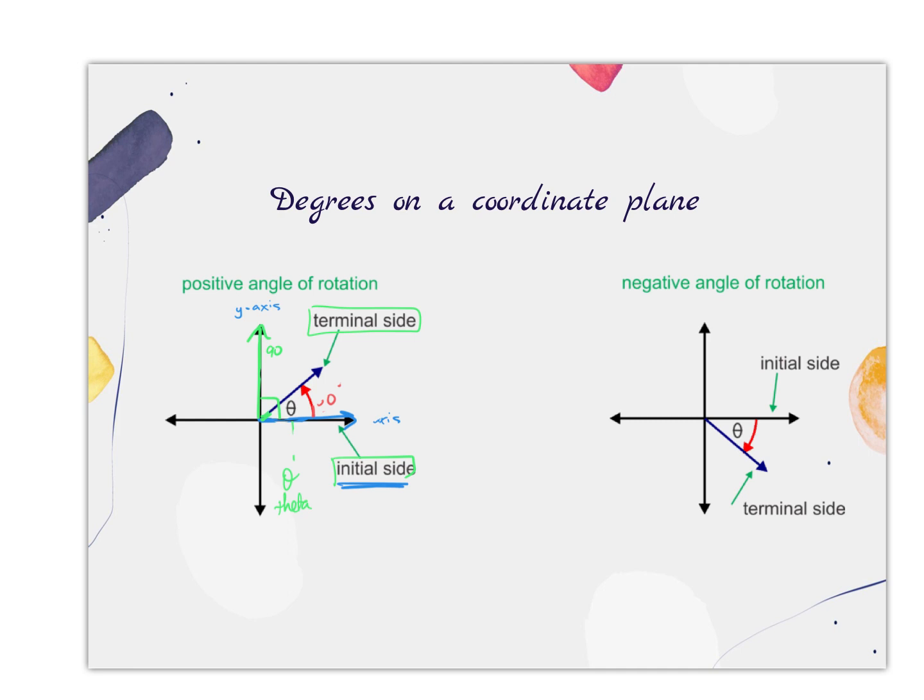What would happen if I put the terminal side right on the initial side? If it ended where it started, that would be 0 degrees because there would be no rotation. So I start at 0 degrees. If I go up, it's 90 degrees. If I go another 90 degrees, I'm at 180. If I go another 90, I'm at 270. And if I go one more 90, I complete a full rotation and go back to here. Now my terminal side is on my initial side, but I've done a 360 degree rotation. And so that would be a 360 degree angle.